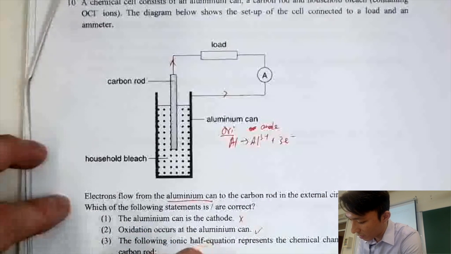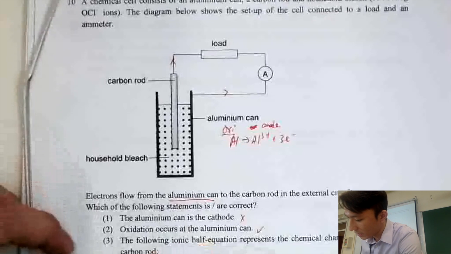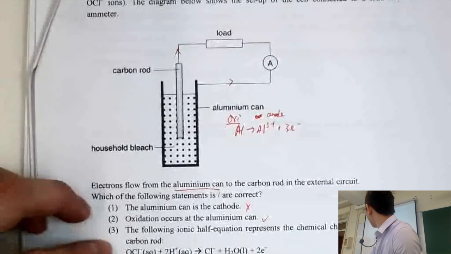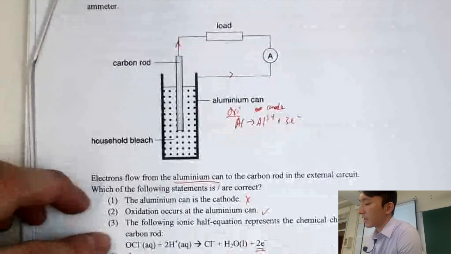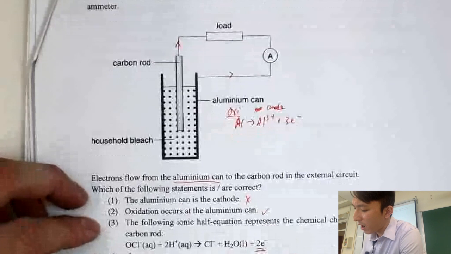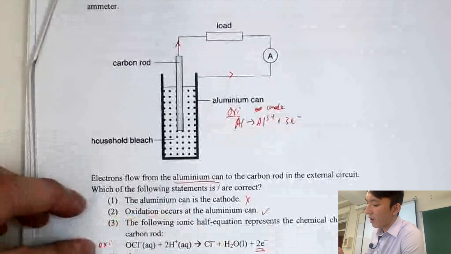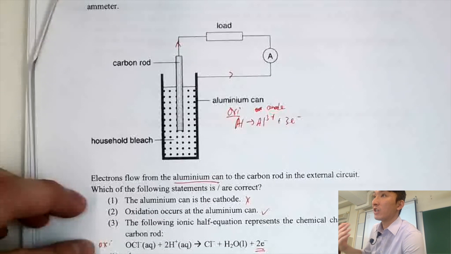So if one is not correct, only B or D. Now 3 here, the ionic half equation for the chemical change. If you realize that this equation by itself, you see the electron is on the right hand side. That means no matter what, this is oxidation, right? But you know that for carbon rod, it should be the cathode, it should be reduction that's taking place. So this is not correct.